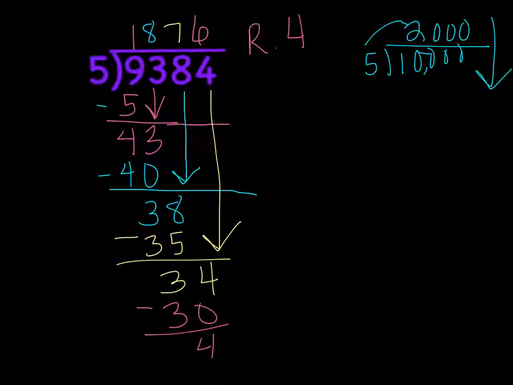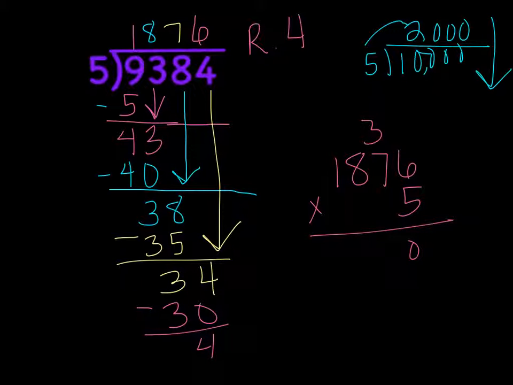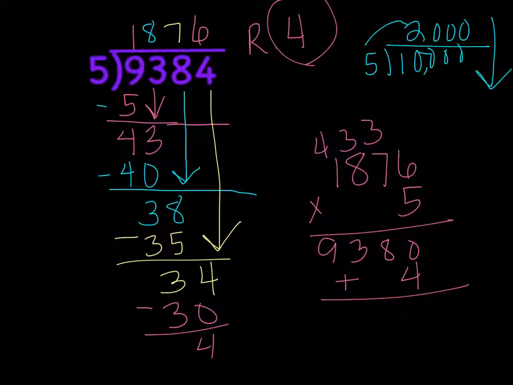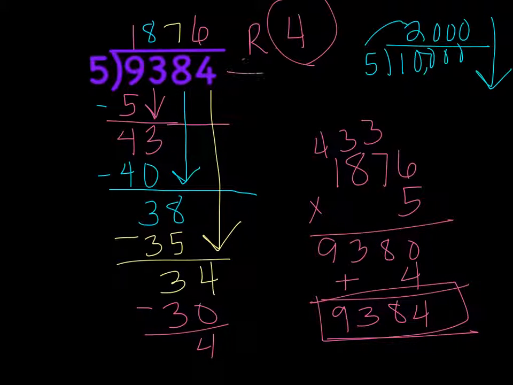If I want to check this real quick, which is probably not a bad idea, I'm going to go 1,876 times 5, and it's going to give me 30, 35, 38, 43, 45, that's 9,380, but I had this remainder of 4, so I have to add that back in because that was what was left after we divided. And I get 9,384, and this matches the dividend up here, and my quotient is close enough to my estimate that I actually got, so we're good on that one.